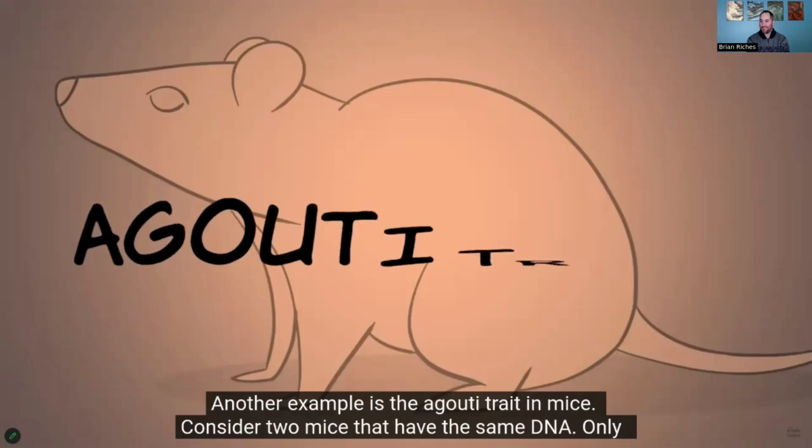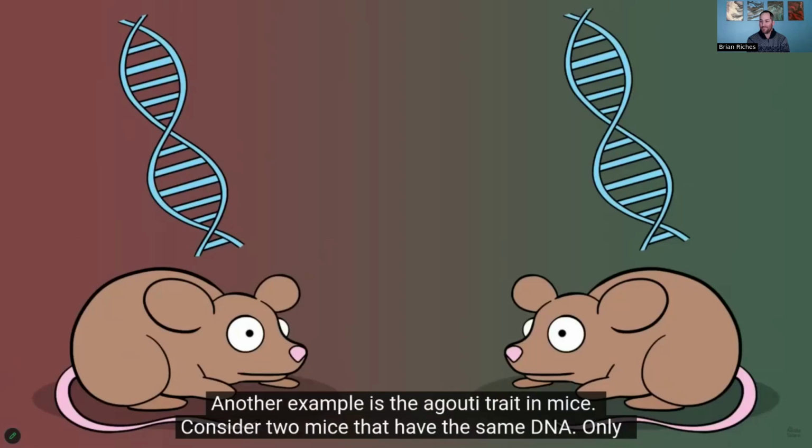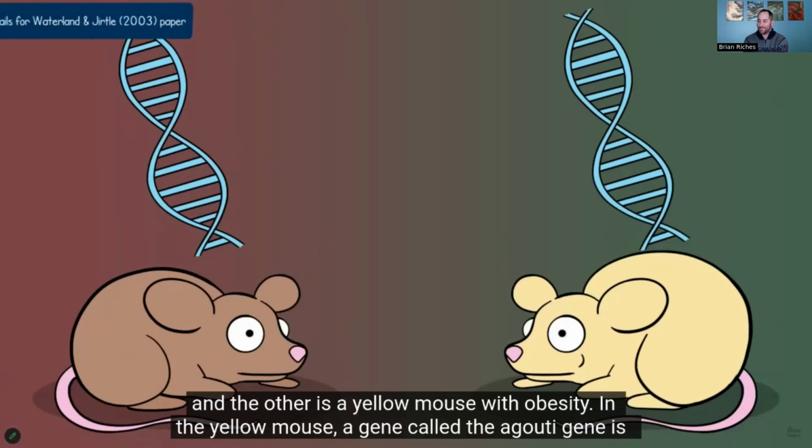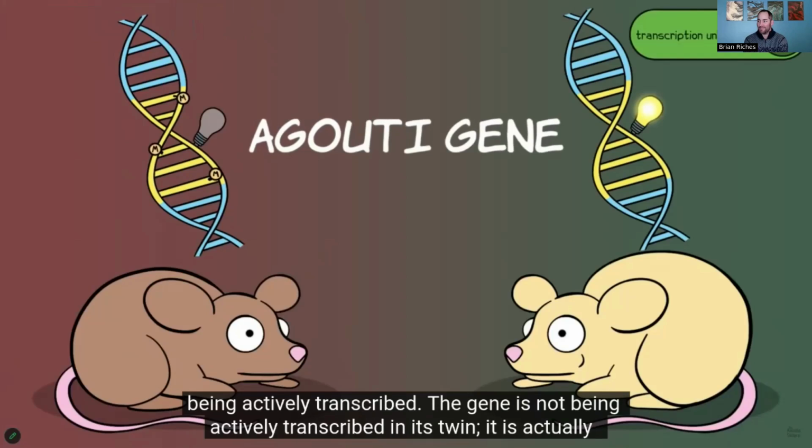Another example is the agouti trait in mice. Consider two mice that have the same DNA. Only they don't look alike because one of them is a brown mouse with an average mouse size and the other is a yellow mouse with obesity. In the yellow mouse, a gene called the agouti gene is being actively transcribed. The gene is not being actively transcribed in its twin. It is actually methylated.